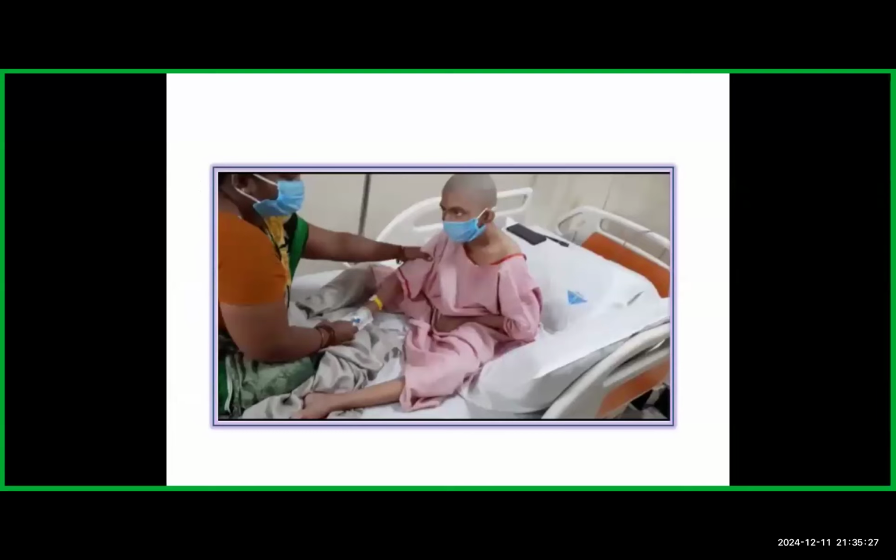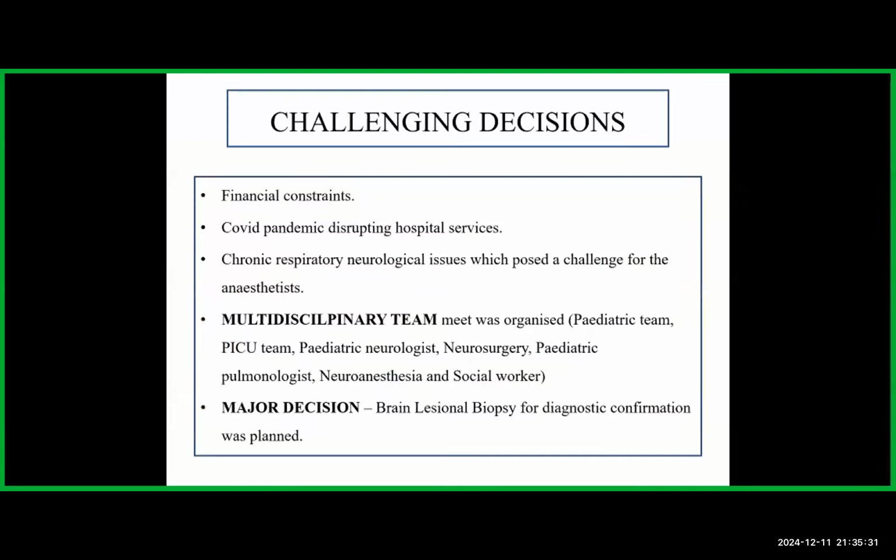This was the child who presented to us in the pre-COVID era. The challenging decisions we had were financial constraints, the COVID pandemic disrupting hospital services, and chronic respiratory and neurological issues, which posed a challenge for the anesthetist. The involvement of a multidisciplinary team was considered, and the major decision of doing a brain lesional biopsy for diagnostic confirmation was planned.